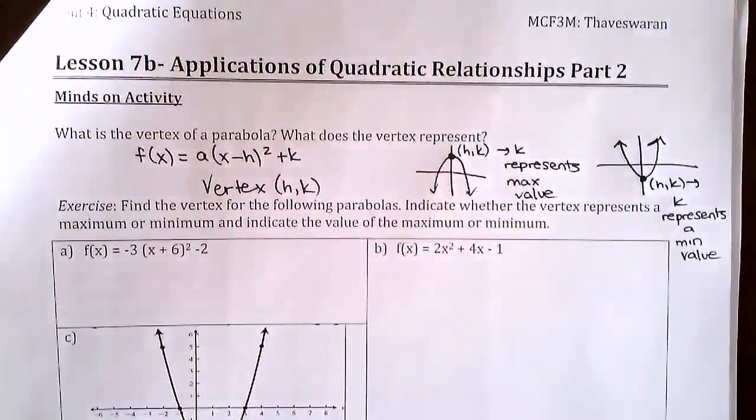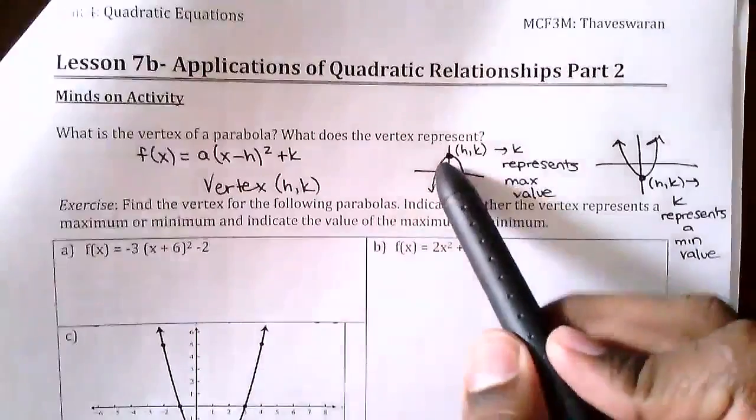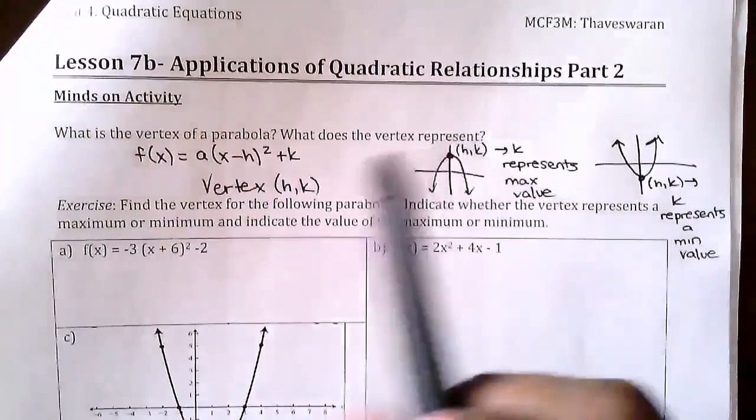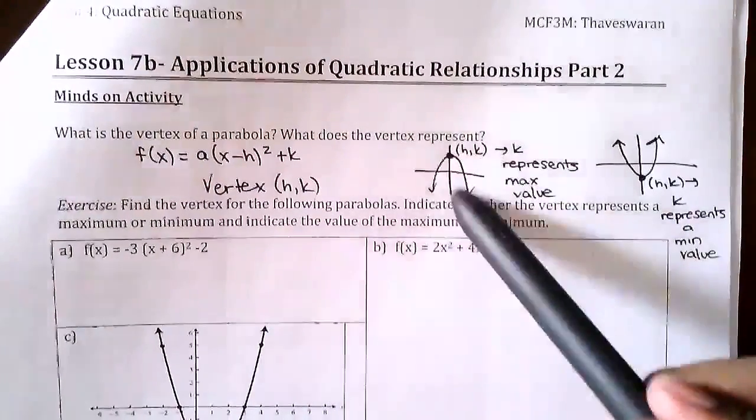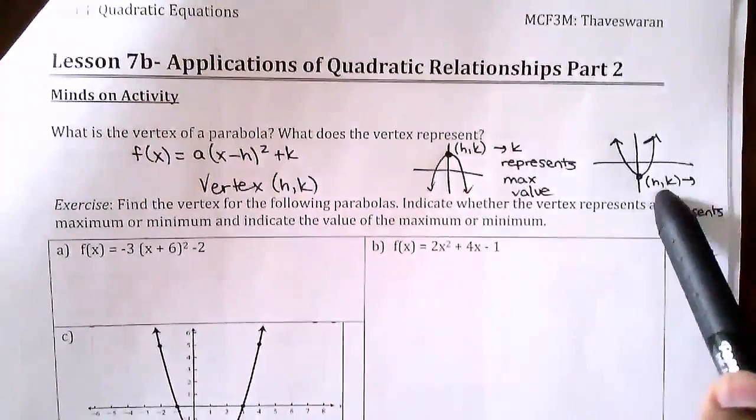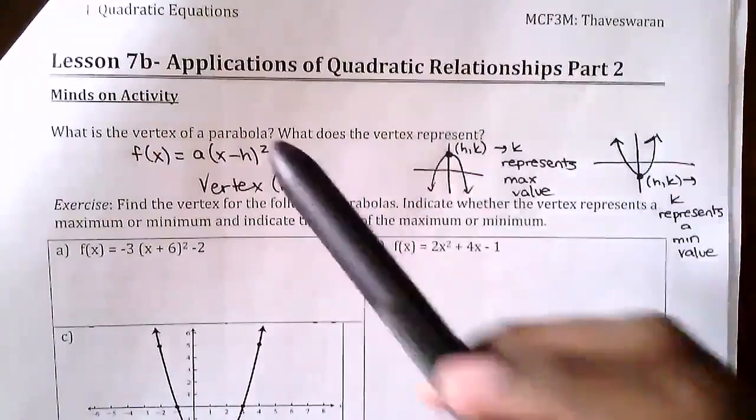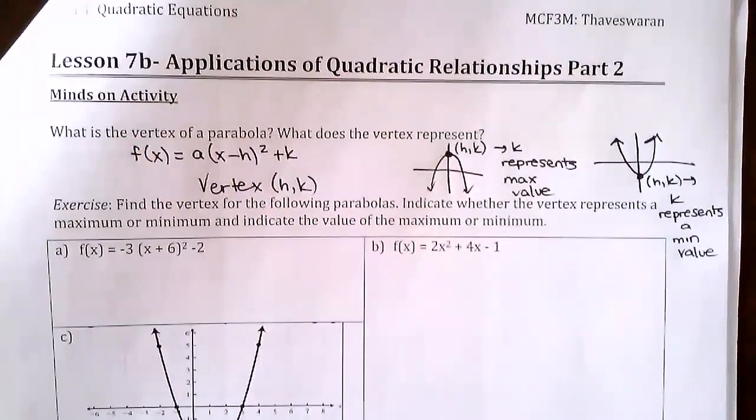So why is the vertex so useful? Because the vertex tells us the tip of the parabola, and this can tell us what the maximum value is if the parabola opens down, so if there's a negative in front of the a, or the k can tell us what the minimum value is if the parabola opens up and the a is a positive value. So we're going to look at word problems that really help us to look at the vertex and make certain conclusions based on the vertex.